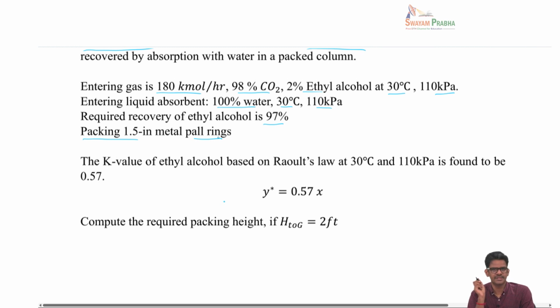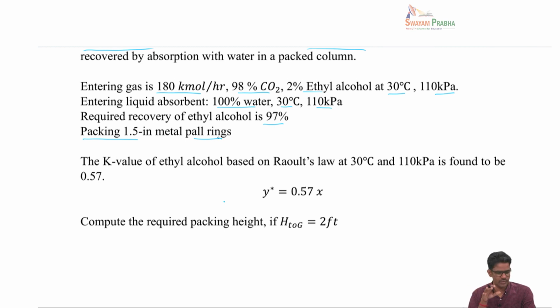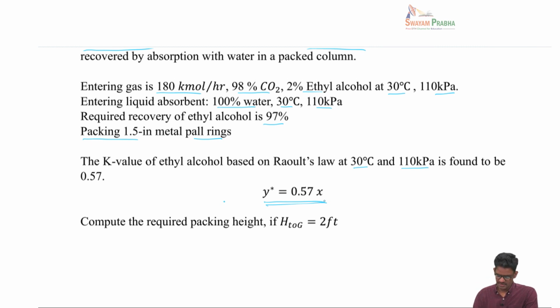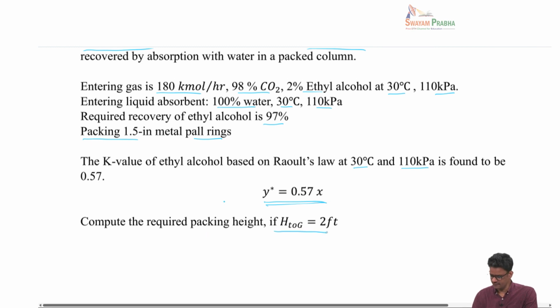Which means you will know how to calculate the pressure drop, you know how to calculate the interfacial area, once you know the information about the packing material. The K value of the ethanol based on Raoult's law at 30 degrees Celsius and 110 kPa is found to be 0.57. That means we know about the equilibrium line, which is a straight line. Compute the required packing height if HTOG is 2 feet.